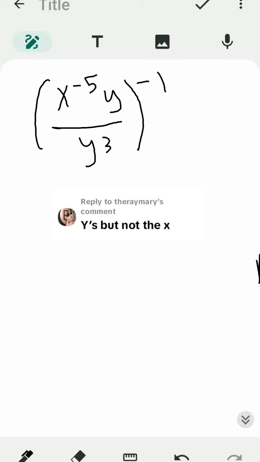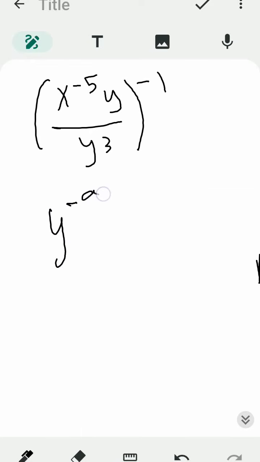So why didn't I flip the x's? The rule with the flipping stuff around only applies when the exponent is negative on the base, okay? Whenever I have a variable or a number raised to a negative exponent, I have to flip it to the other part of the fraction for it to become positive.